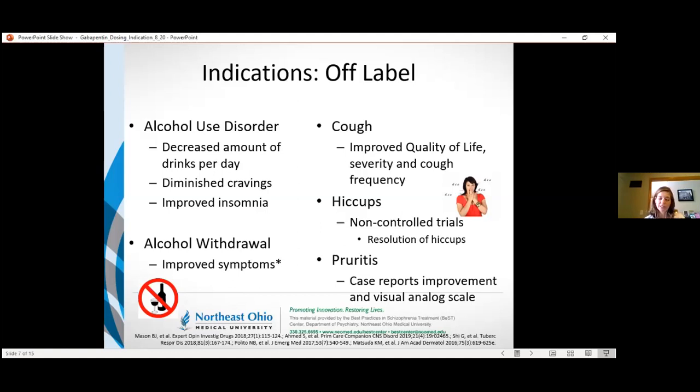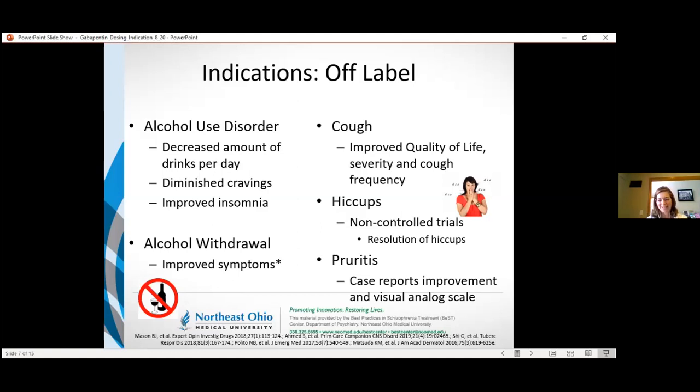It's been used to a lesser extent in patients that do have alcohol withdrawal, where they see a decrease in the symptoms that patients are experiencing with the use of gabapentin, although I have a little asterisk here. So it was improved, but it may not be really clinically significant. And some of our other treatments do look to be much more efficacious for that withdrawal time frame.